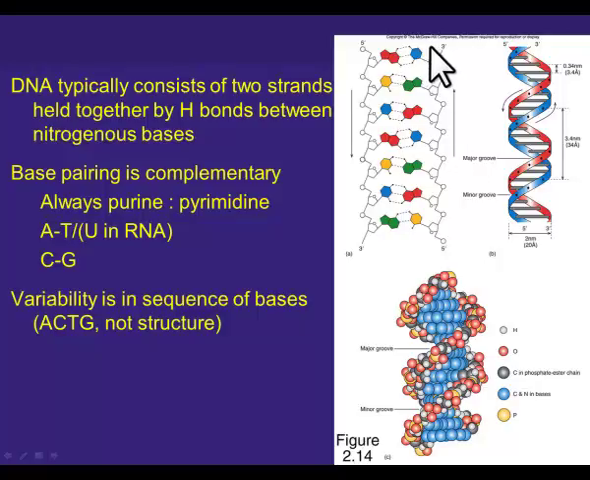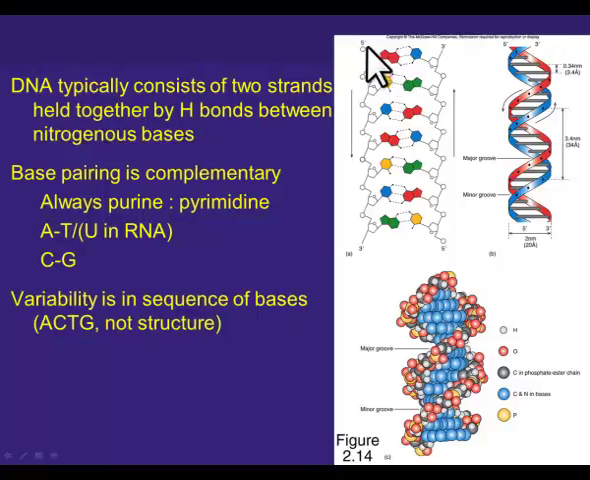In this diagram, the sugar phosphate backbones are indicated by these uncolored structures here. There's one on each side. And the nitrogenous bases are shown by colors in the middle. The number of hydrogen bonds between each set of nitrogenous bases is indicated by the dashed line here.